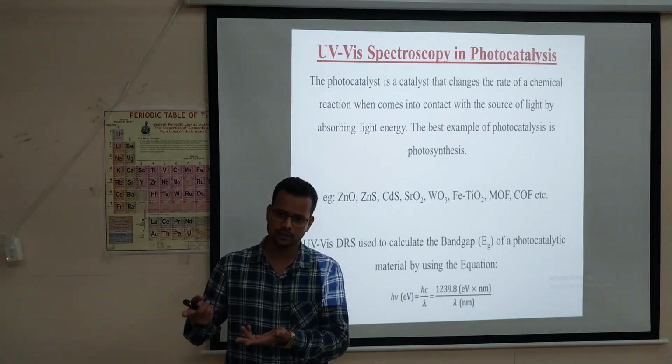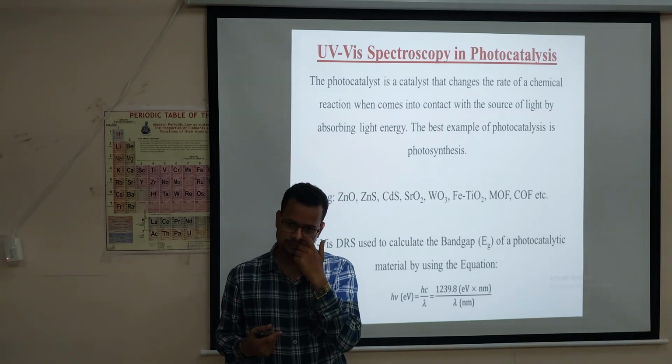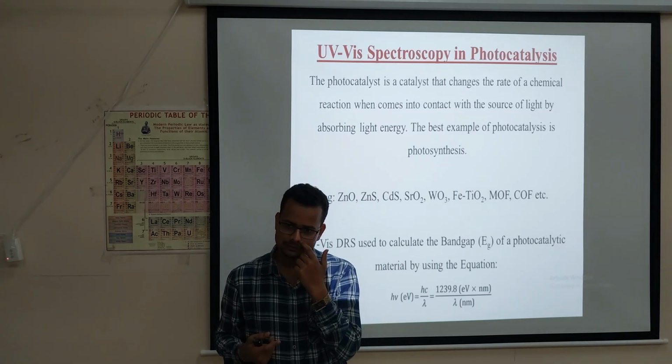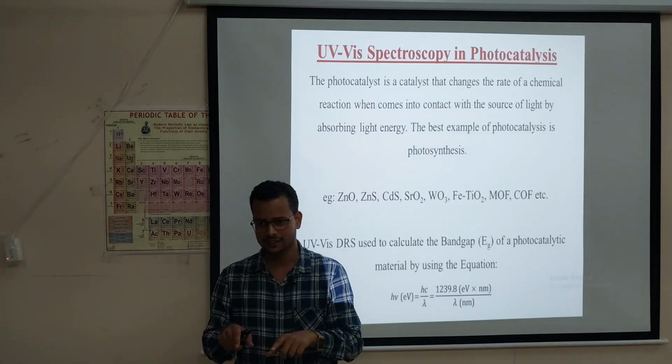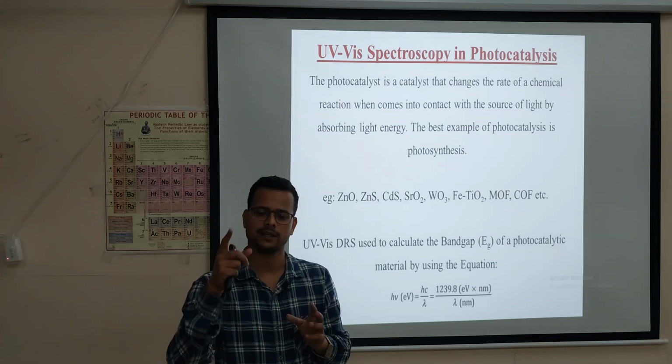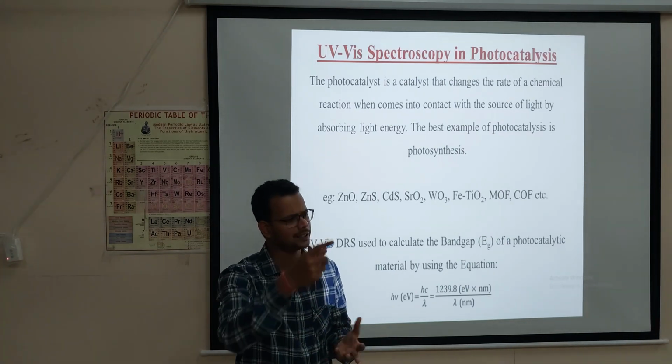Any light source, whether it is sunlight or our lamp light, any light source you can use. Suppose we take this type of light; the light should be intense. Sunlight is more intense than this type of light. But if our catalyst is so powerful that it can absorb this type of light, then it is possible.